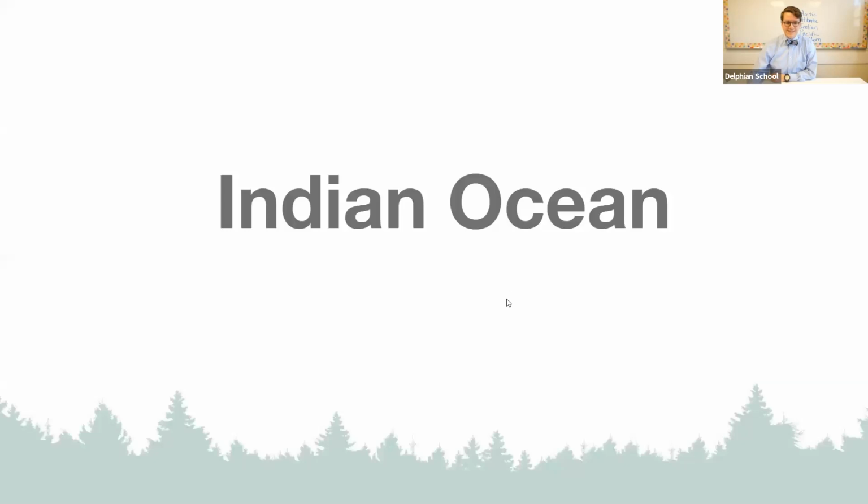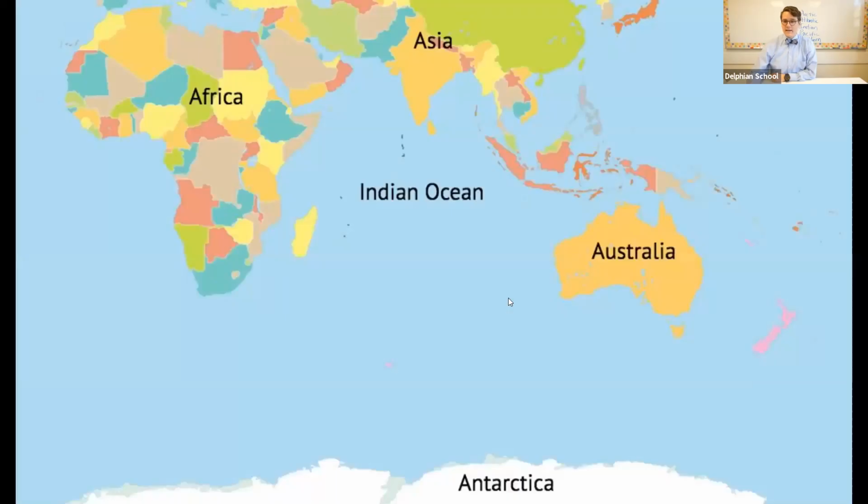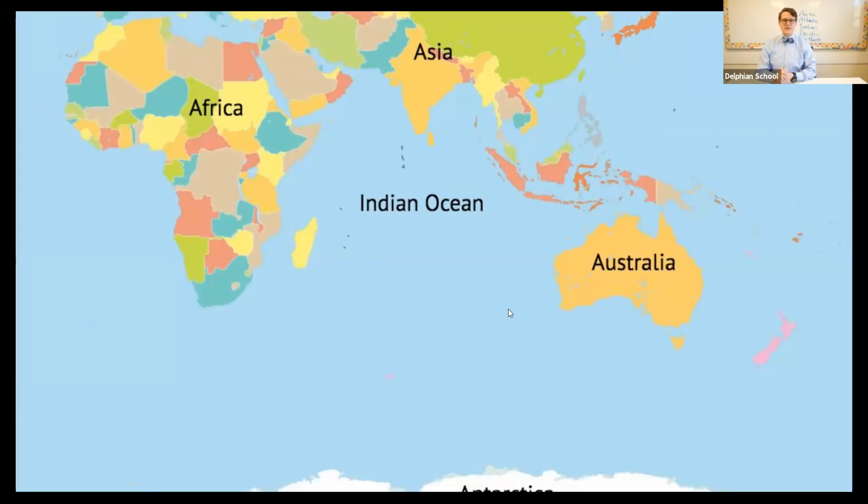Next ocean is the Indian Ocean. I guess I can't really ask what continents you can see touching the Indian Ocean, because this map has labeled it for us. But it's big, it's huge. And you've got Africa on one end and Australia on the other. And directly above it, you've got India sticking out into the Indian Ocean. I think that's a pretty good name for that ocean there. Gives you a good idea of where it is.